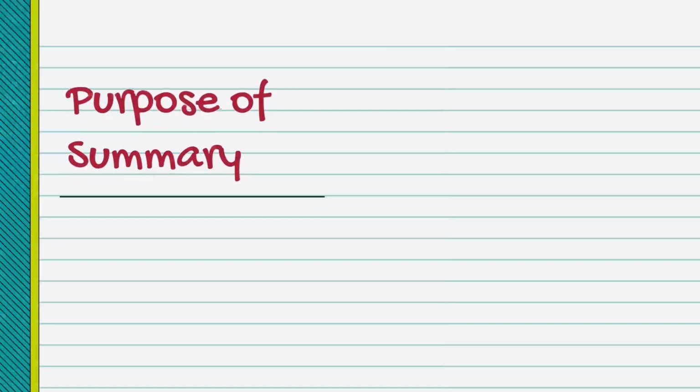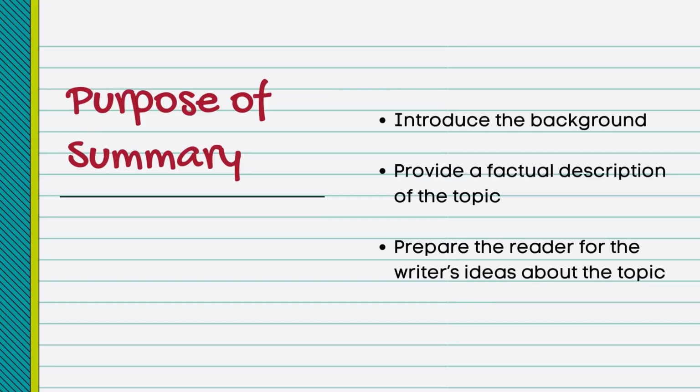Now that you know what a summary is, let's talk about why we use it. The purpose of a summary is to introduce background information, provide a factual description, and prepare the reader for the writer's ideas about the topic. In short, a summary offers essential context and key points to help readers understand the topic before engaging with the writer's deeper analysis or argument.